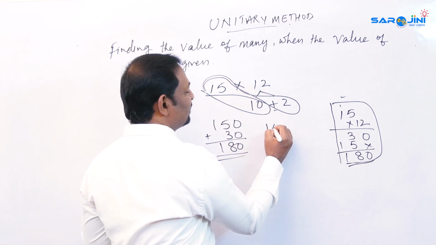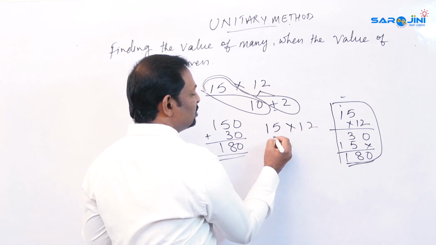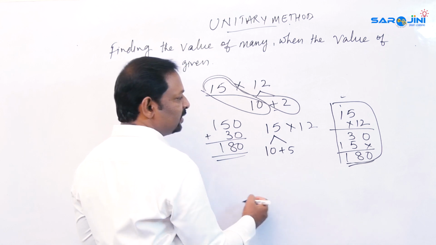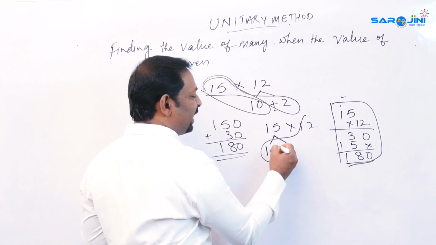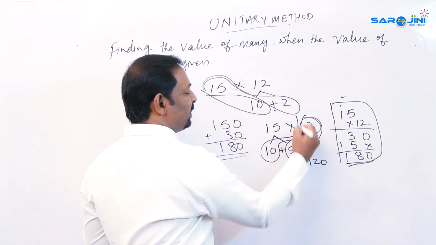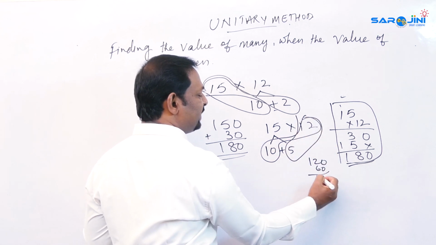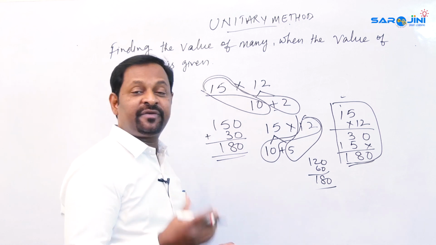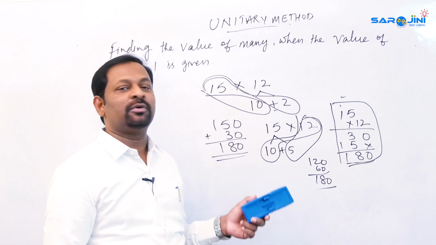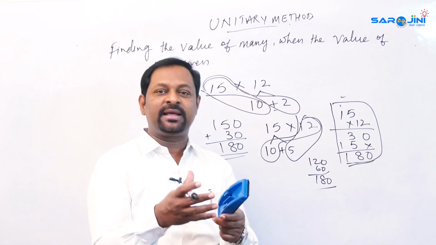Or there is one more process. 15 into 12 is there. How are you going to split 15? 10 plus 5. Now 12 multiplied by 10 is 120, and 12 multiplied by 5 is 60, which is equal to 180. In any way, whenever you come across this type of multiplication, you try to do it as early as possible.